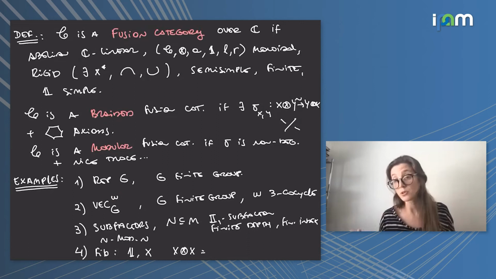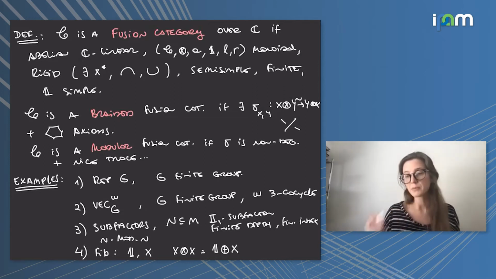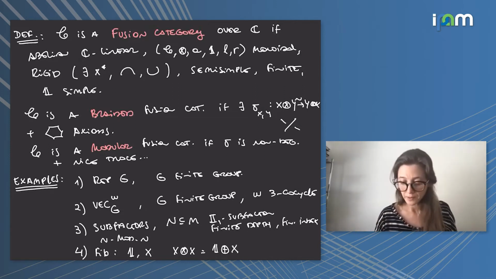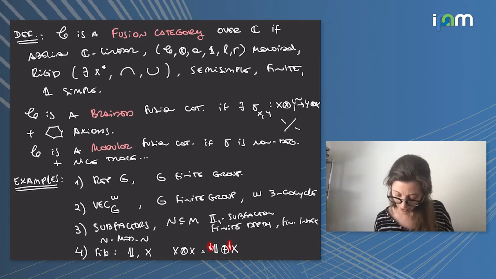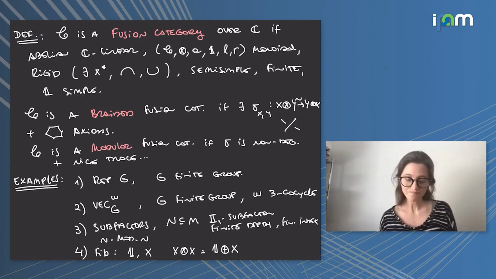This will decompose as a direct sum of simples, and actually it will decompose as 1 plus x. And it's called Fibonacci because if you look at the coefficients that will appear when you do the tensor product in this category, you will get Fibonacci numbers. So it's a nice category. And I will possibly mention more about this later.